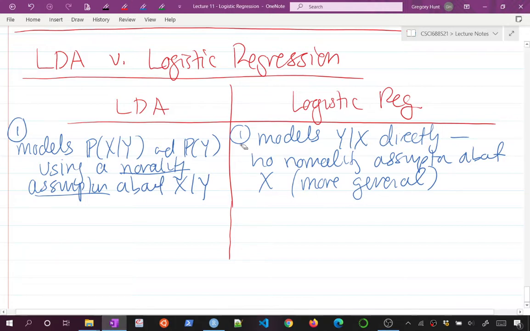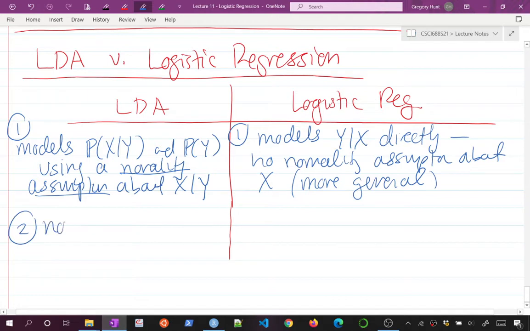This is maybe the main difference, so maybe we can just summarize it in this point. Well, there's actually a second point I want to make here. So let's call this one: one is about models. The fact that this uses this normality assumption means that logistic regression is going to be more general, because LDA makes this more restrictive assumption.